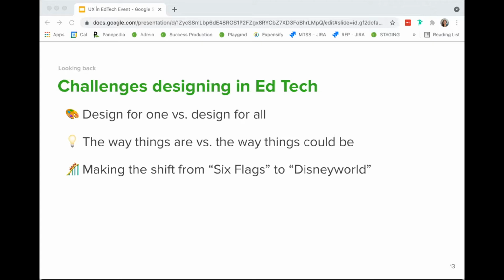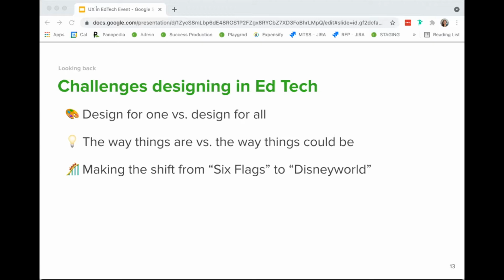The next thing, I've labeled it as the way things are versus the way things could be. What I mean by this is that as us working in tech, as the design team, we're not in the classroom every day. And what that inherently means is that we're really out of touch with the realities of what it is to work in a school building and in a school district day in and day out. And so it's important, and really challenging, to keep this at the core of our work.